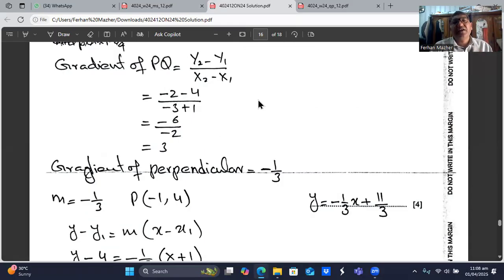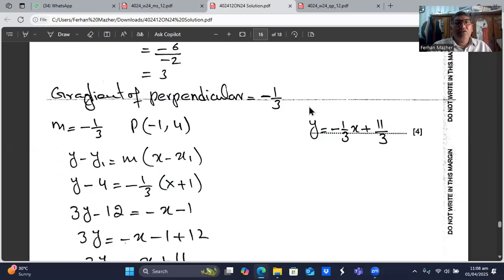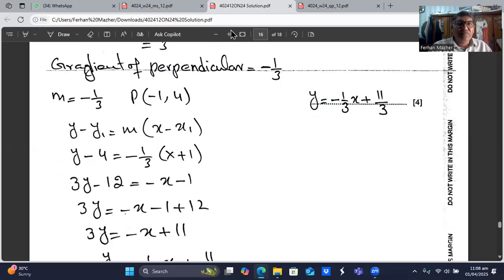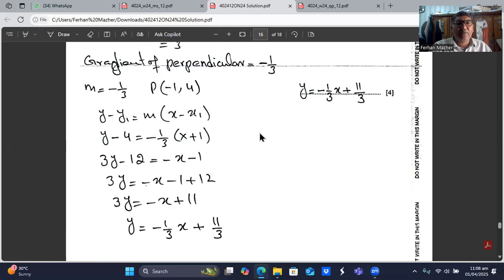That is 3. The gradient of the perpendicular will be the reciprocal of this PQ gradient with the sign changed. So the gradient of the perpendicular will be minus 1 by 3. So that line is passing through P and its gradient will be minus 1 by 3. The coordinates of P are minus 1 and 4. So I can find the equation. We will use the formula y minus y1 equals m bracket x minus x1 bracket close. So y minus 4 equals minus 1 by 3 bracket x plus 1.